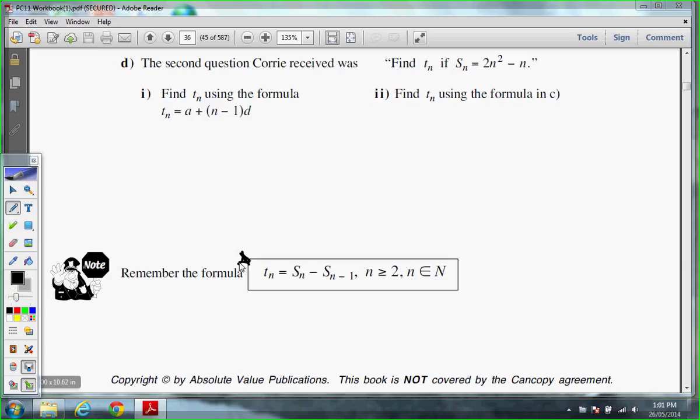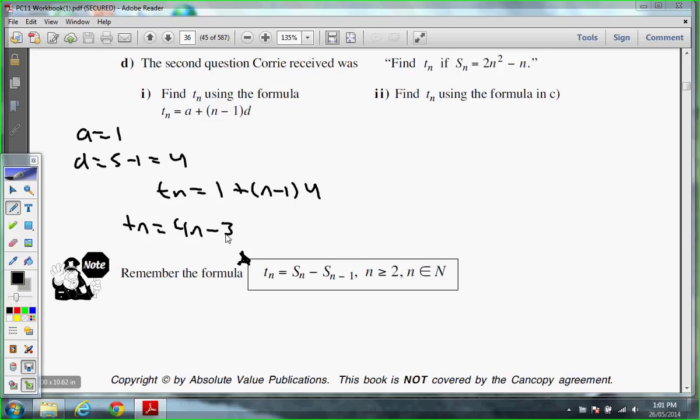All right, so for part D, once you have A is 1, then D is 5 minus 1, which equals 4. And so it wants you to use that to plug it in. So T sub n equals 1 plus n minus 1 times 4. When you simplify that, you get T sub n is 4n minus 3.